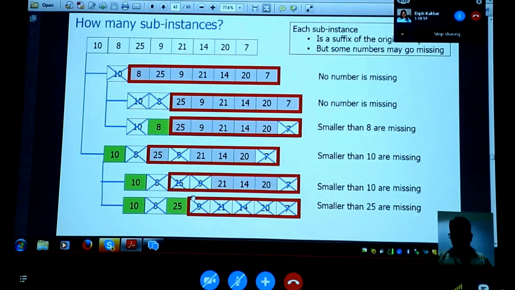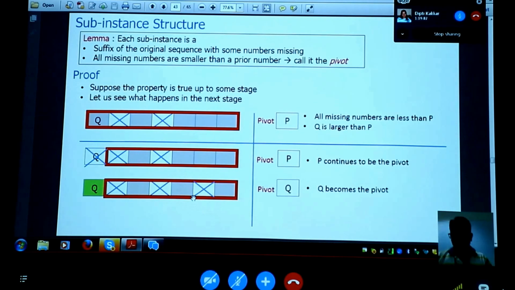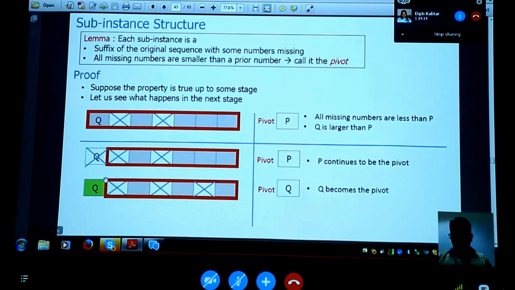So let's try to make this into a lemma and argue this. Each sub-instance you get in this game is a suffix of the original sequence with some numbers missing, but all the missing numbers are smaller than a prior number which we have already seen, which we call the pivot. So this is the statement. You are only going to get suffixes. Some numbers may be missing, but these numbers are less than some particular number that I call the pivot of that suffix. All the missing numbers will be less than that pivot.